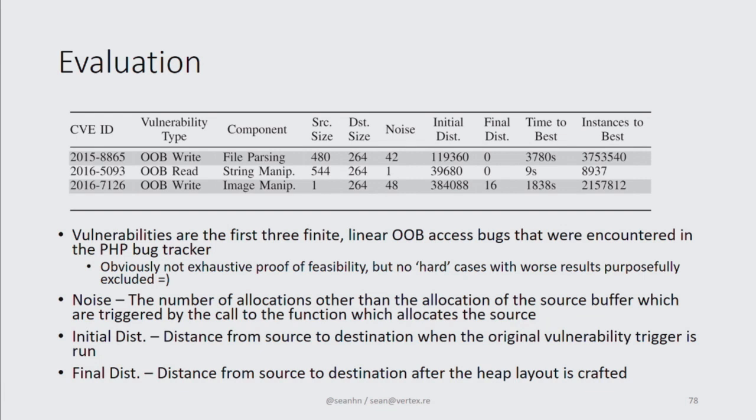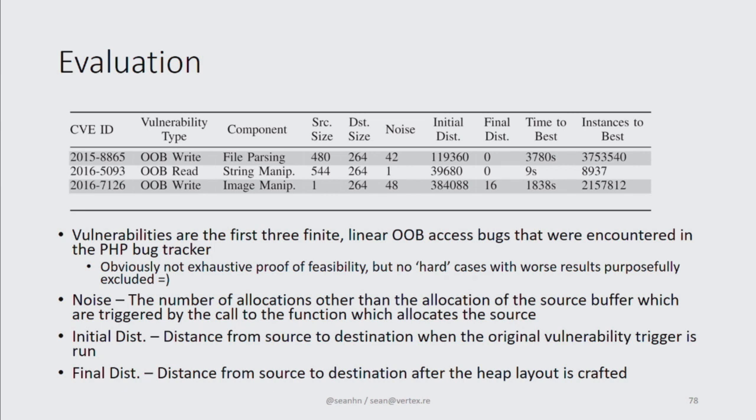In other words, these are other allocations which can mess up our heap state, as I mentioned before. The initial distance is the distance between the source and the destination if we simply take the triggers provided in the bug report, add our code to allocate the destination and simply run it. So we can see here by default there's quite a large distance between the source and destination. Obviously, if we had a trigger which already put the source and destination immediately next to each other, then the search would just be wasting our time.